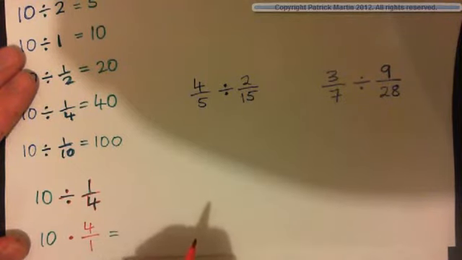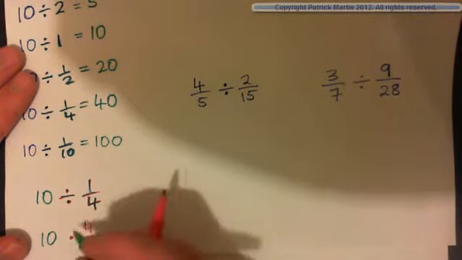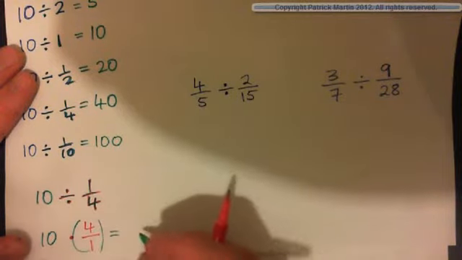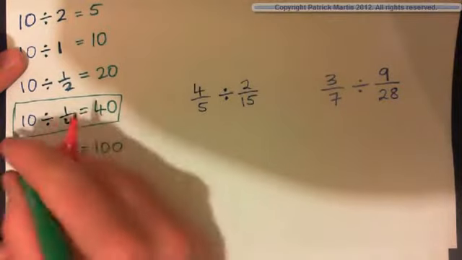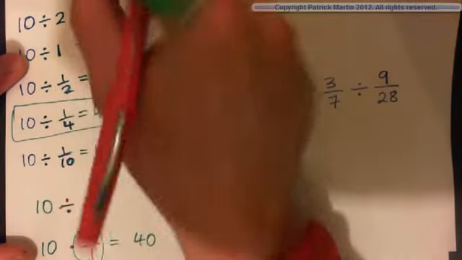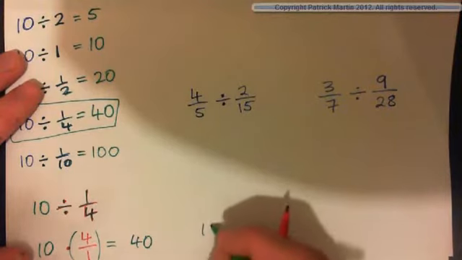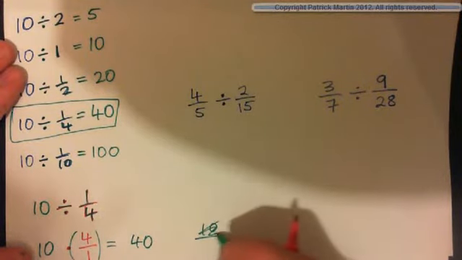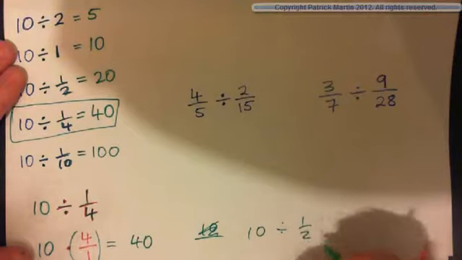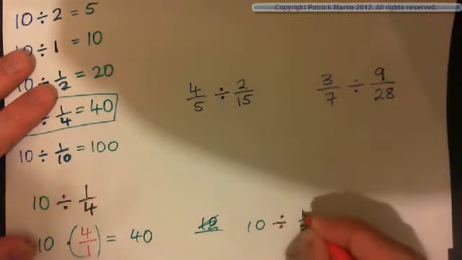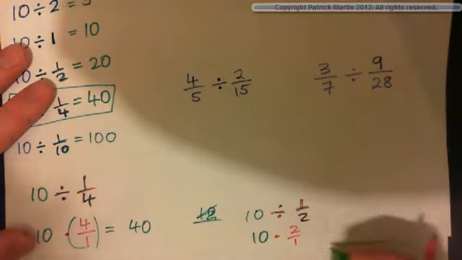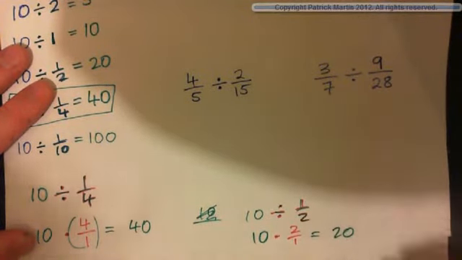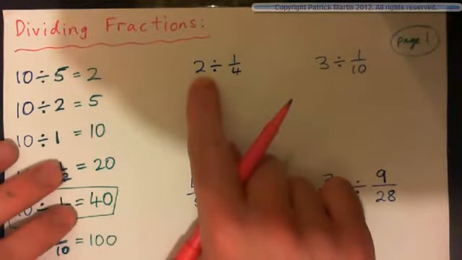So now we have 10 multiplied by 4 over 1, which is the same thing as 10 multiplied by 4, which of course is 40. And of course that is true, that 10 divided by a quarter is 40. We worked that one out, didn't we? The same can be true for all of these. 10 divided by 1/2, instead of dividing by a half, you can multiply by 2 over 1. So 10 times 2 is 20, right? And so on.